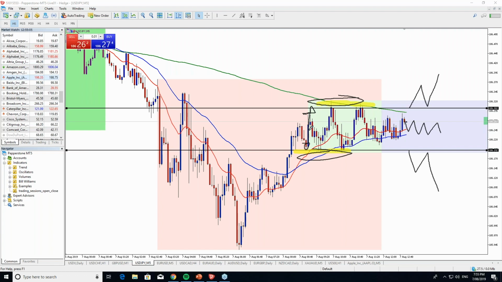And I like the US dollar yen example here tonight just because it shows you guys the setup and what we could be potentially looking for.